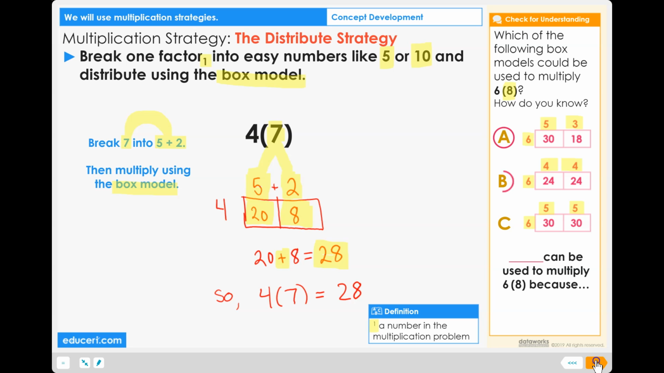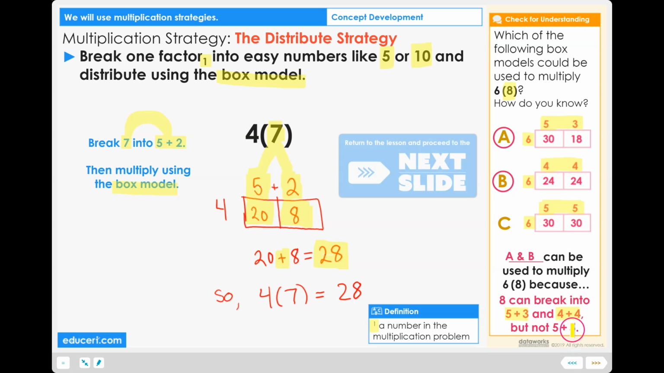A and B can be used to multiply 6 times 8 because 8 can break into 5 plus 3 and 4 plus 4. However, 5 plus 5 equals 10, not 8, so we cannot break 8 into 5 plus 5.